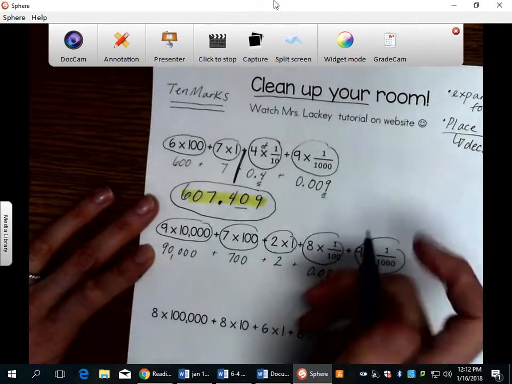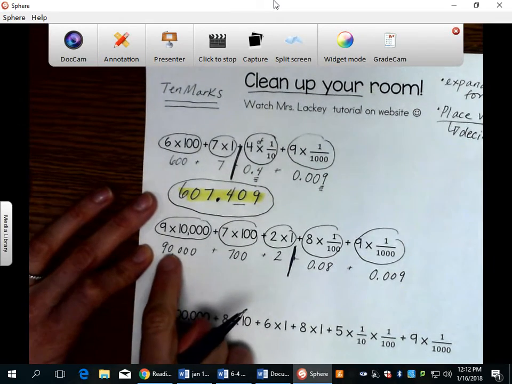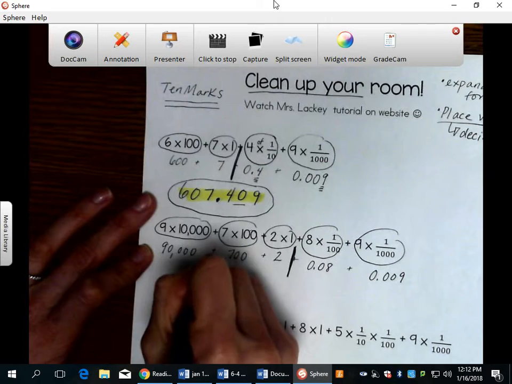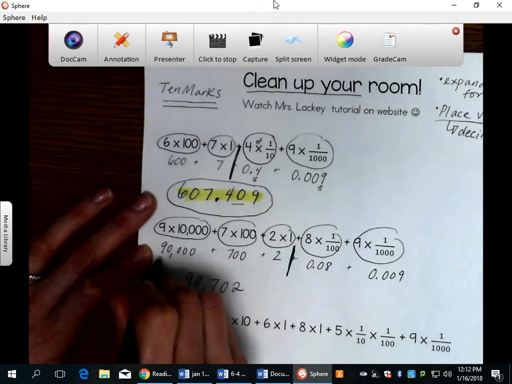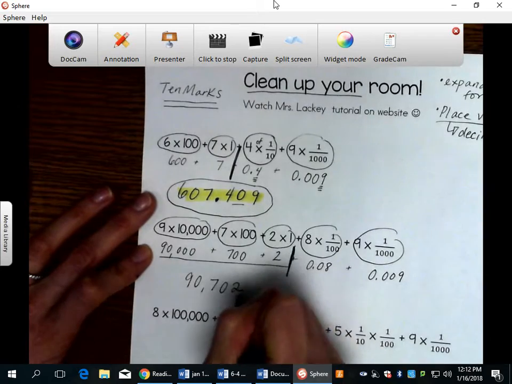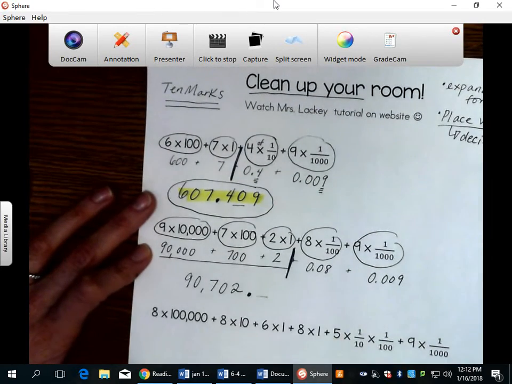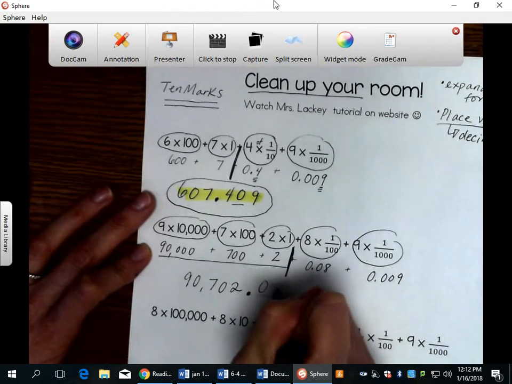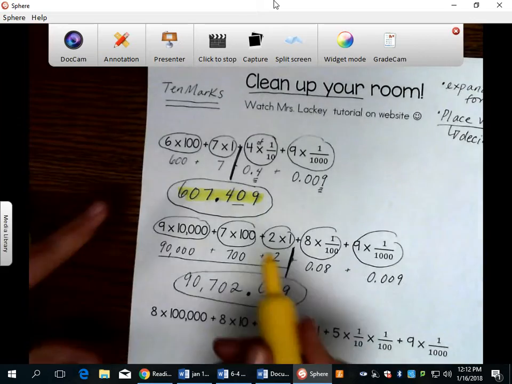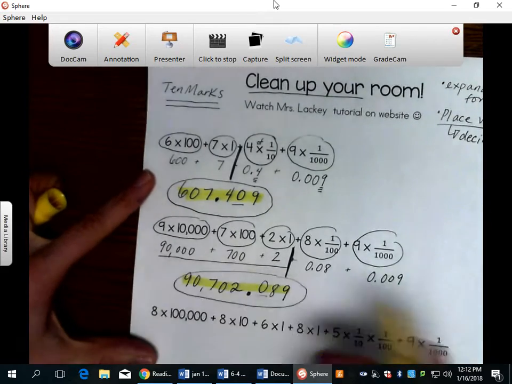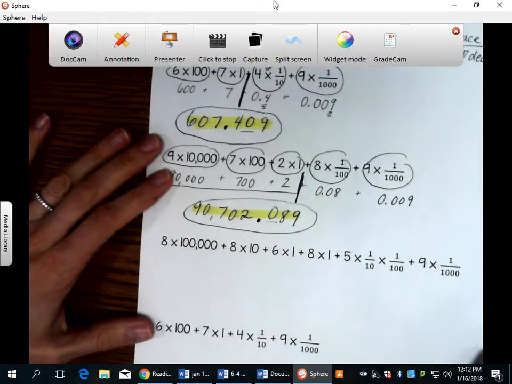Okay, whole numbers. Everything in the beginning is a whole number: 90,702. That takes care of all these whole numbers. So 90,702 and a little bit more. Any tenths? No. 8 hundredths and 9 thousandths. So boys and girls, this is what you should get when you clean up or simplify this second number.